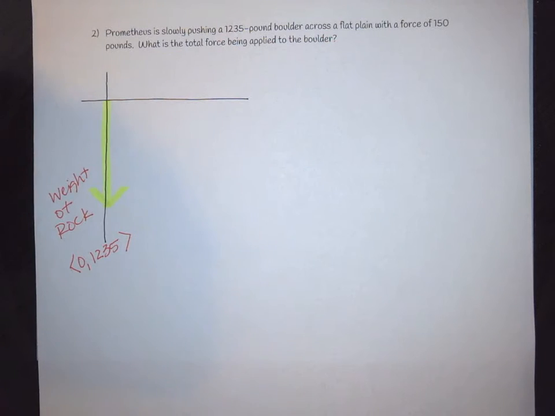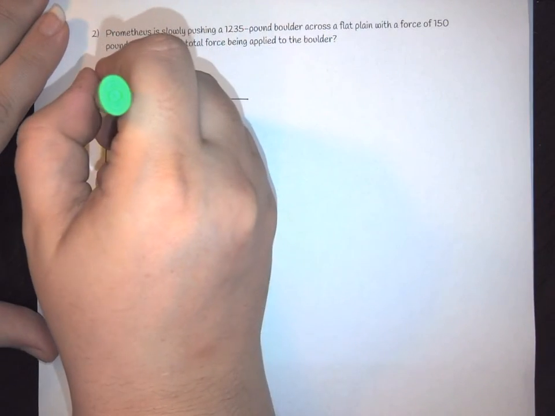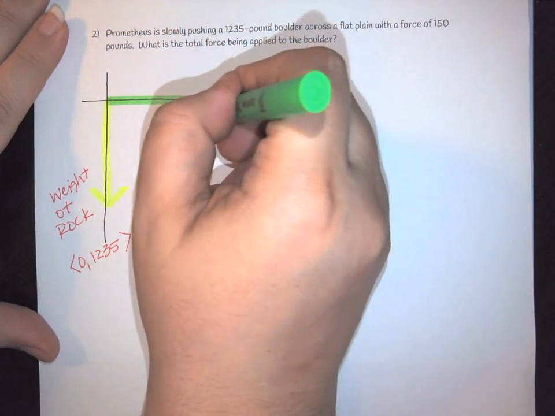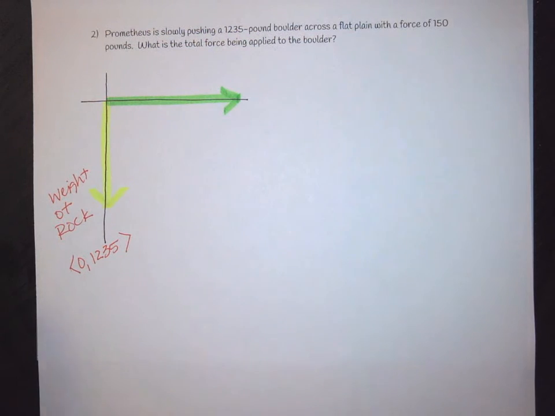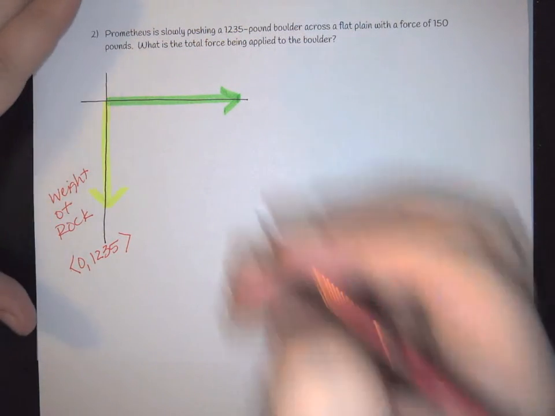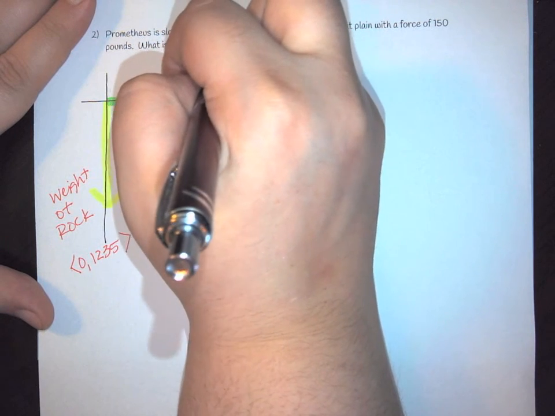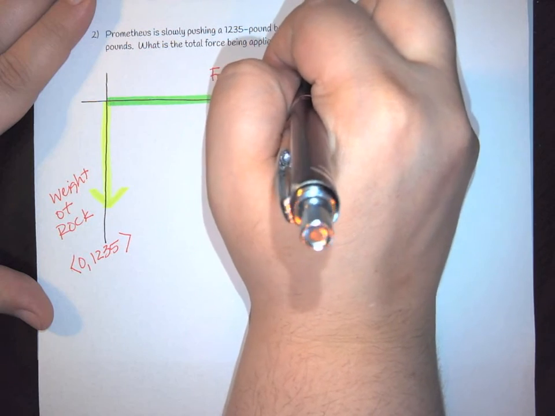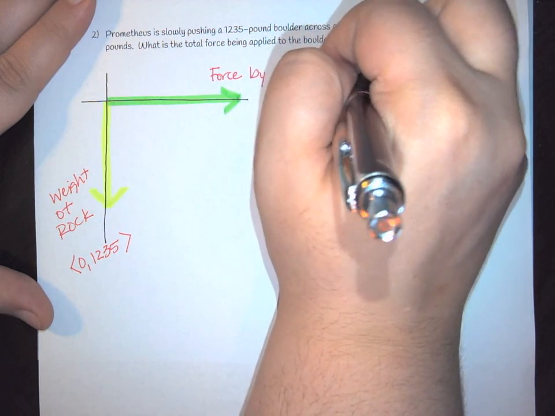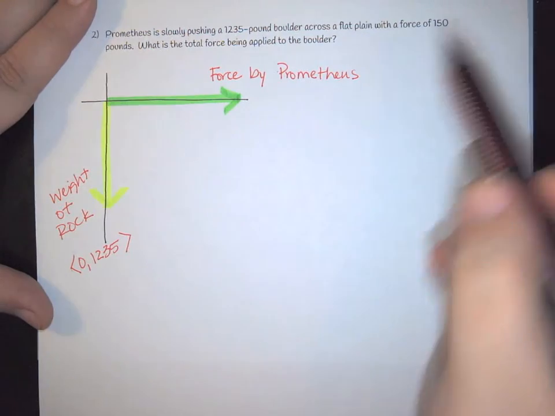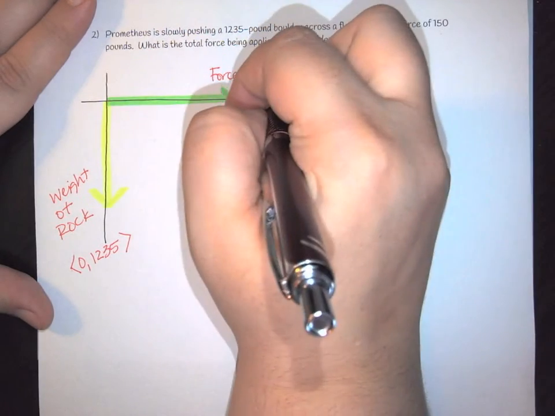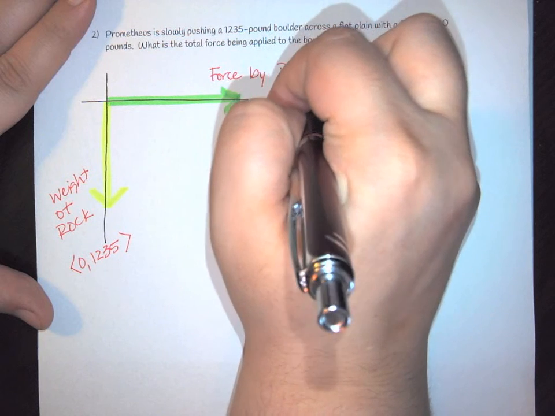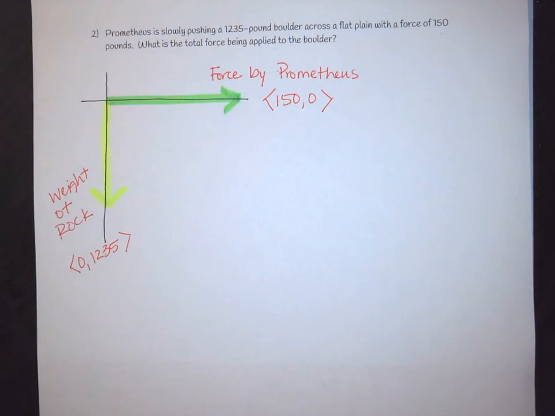Now the other piece that we have is the actual motion of the vector. What Prometheus is doing is pushing that vector along your horizontal here. And so this right here is going to be your force by Prometheus. When we look at its vector, we're told that he has a force of 150. So this component vector here is going to be 150, 0.